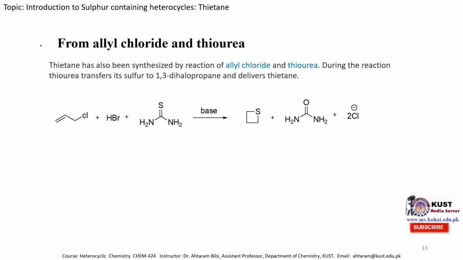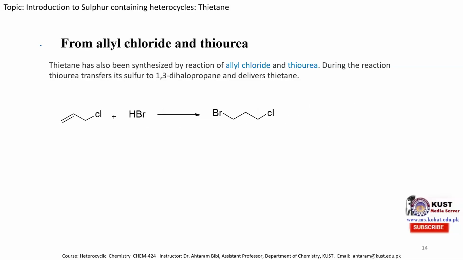So this reaction is carried out in 2-3 different steps. In the first step the allyl chloride is treated with hydrogen bromide to produce the bromochloropropane molecule, and in the next step this chlorobromopropane molecule is treated with thiourea to produce this intermediate species, as bromide is a good leaving group. So thiourea attacks this carbon atom and eliminates the bromide ion, producing this intermediate species.